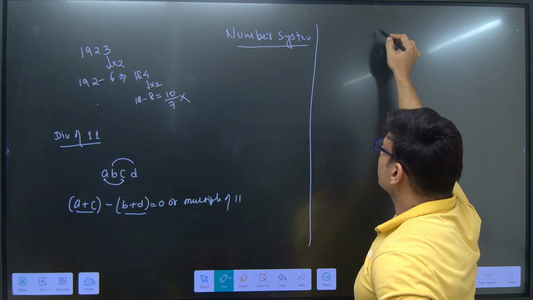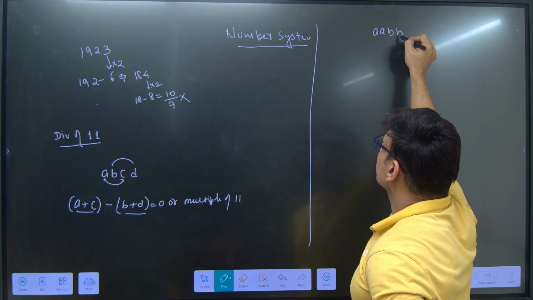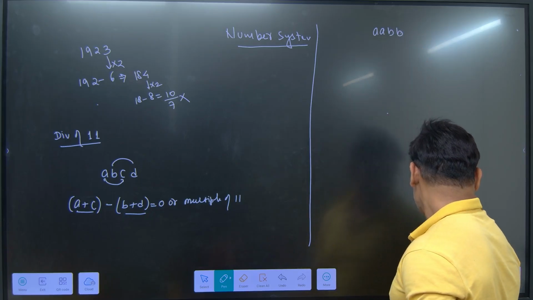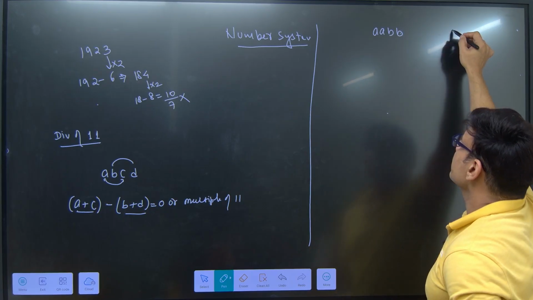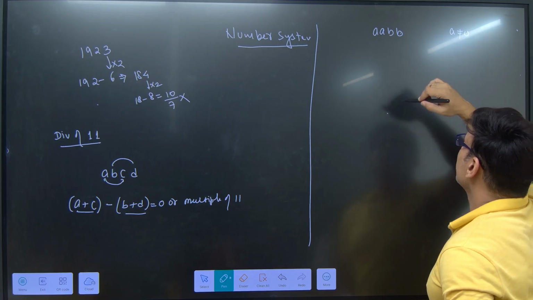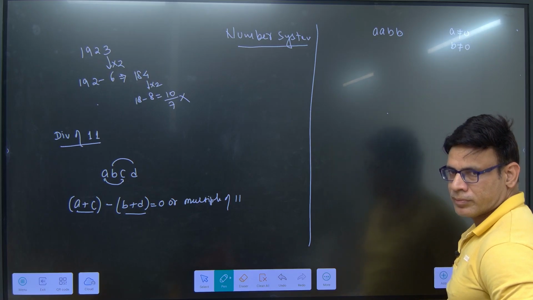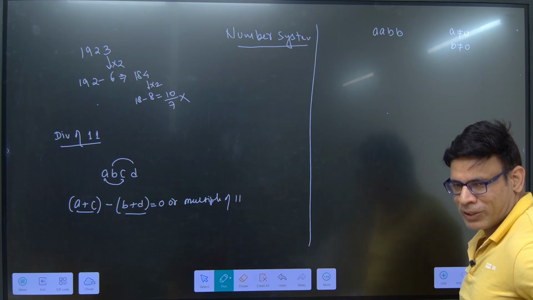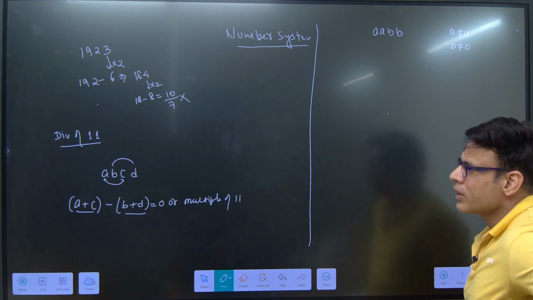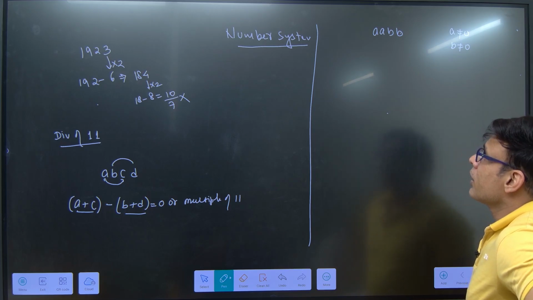How many numbers of such type, where A is not equal to 0, B is also not equal to 0. Whether you write B is 0 or not does not matter. A should not be equal to 0. How many numbers of such type are perfect squares?